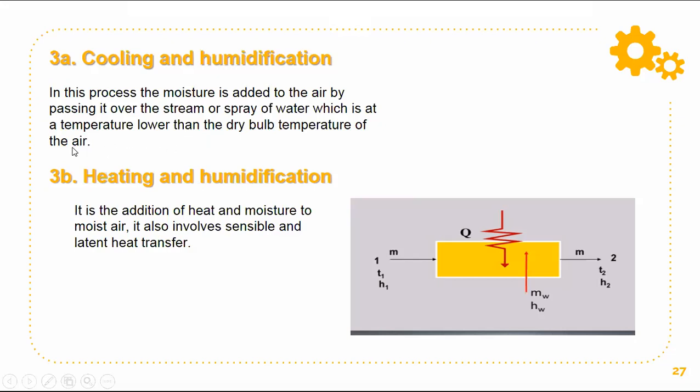I think that makes sense, because how can you cool something when you subject it to a system, or put it in an environment, which is at a higher temperature than itself? So the temperature of the spray of water should be lower than that of air. In the case of heating and humidification, of course, it's the other way around. Addition of heat and moisture involves sensible and latent heat transfer. So take note, now it will be having sensible and latent heat transfer.